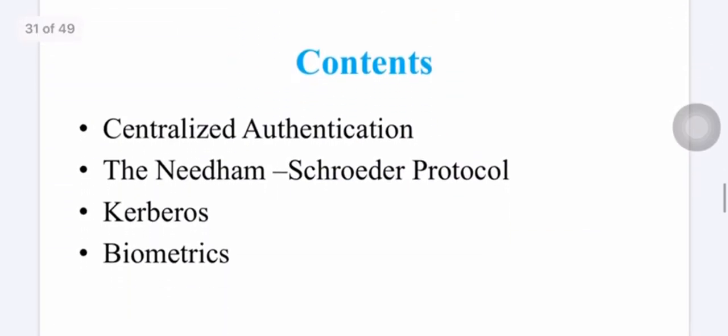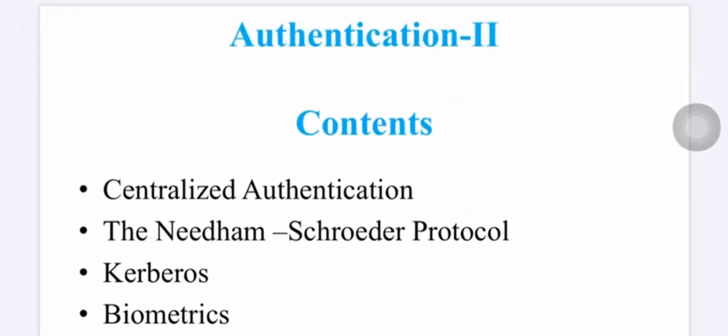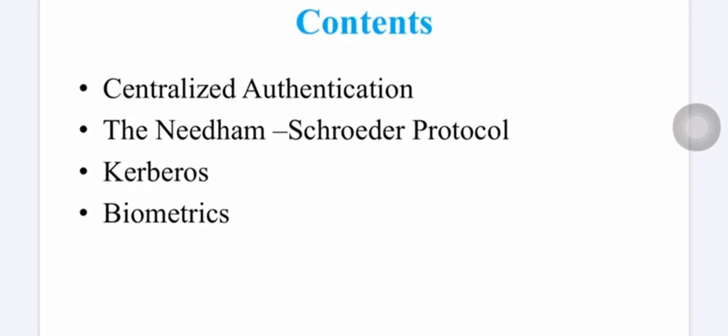Let us see some concepts of higher mechanisms of authentication, and let me call that module Authentication 2, where we'll see centralized authentication and one of the famous protocols of centralized authentication called the Needham-Schroeder protocol, followed by Kerberos, followed by other application and transport layer security aspects. In the previous lecture, we saw two basic mechanisms: one-way authentication and two-way authentication.